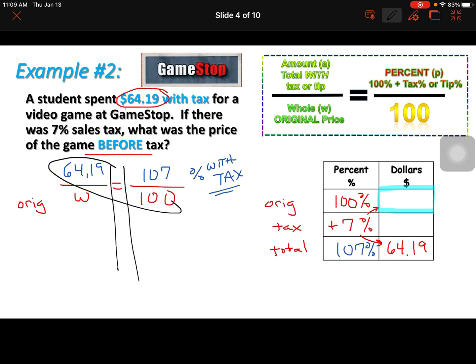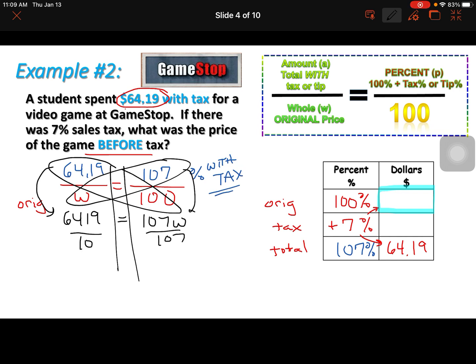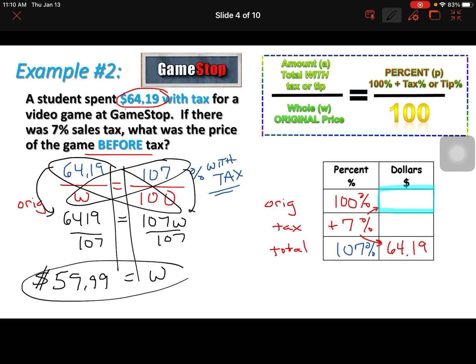And so when we multiply 64.19 times 100, it's going to move the decimal point over 2. And now we have 107, divide by 107. And that is going to get you, well, when we use that calculator, it's going to get you $59.99. So the cost of the video game would have been $59.99.